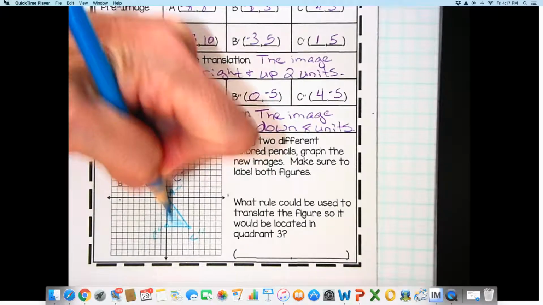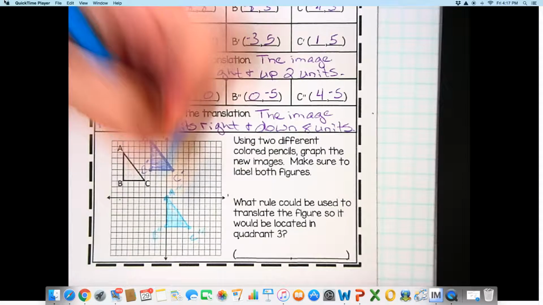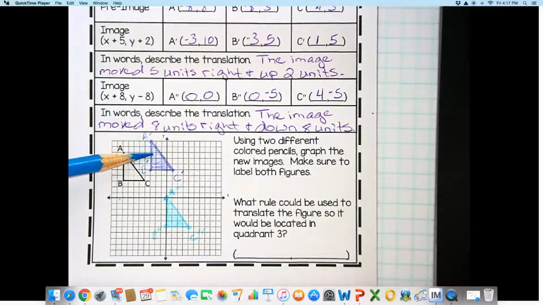There's our third shape. Okay, so we had our original, our first image, and remember, what's the original one called? The pre-image. And then we had our first image, and then our second image. They look like the exact same triangles, they've just been translated. This one's been translated to the right 5 and up 2 from the original one. This one has been moved to the right 8 and down 8. Okay?